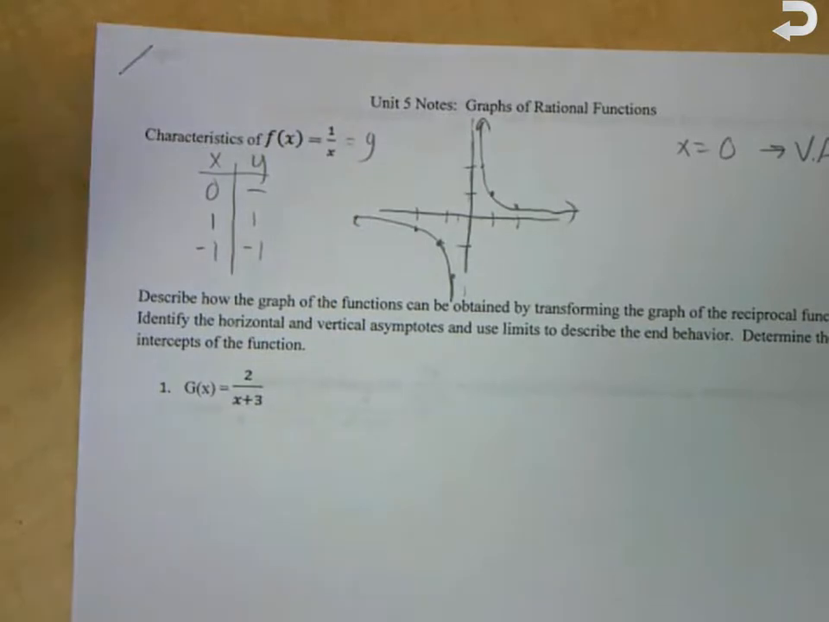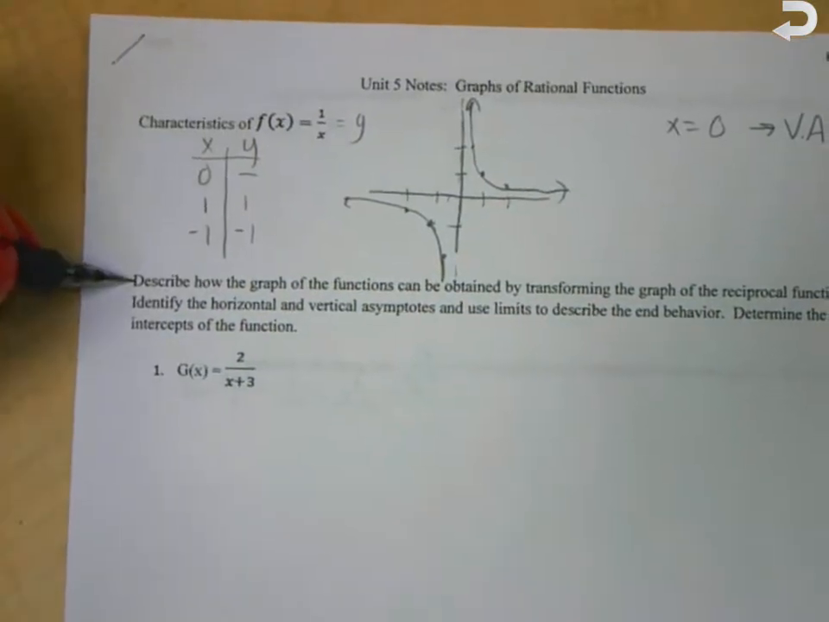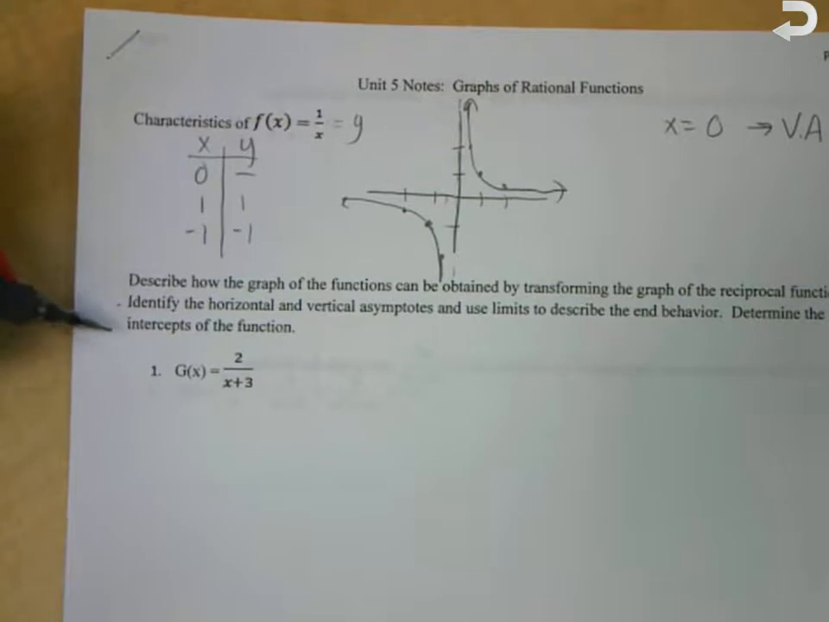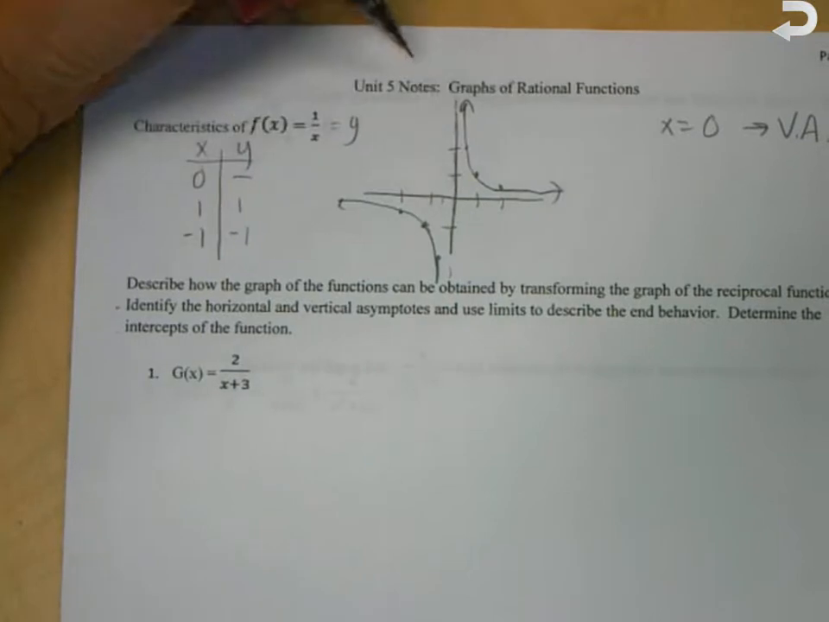So if I look at question 1, we have: describe how the graph of the function can be obtained by transforming the graph of the reciprocal function. Identify vertical and horizontal asymptotes, and use limits to describe the end behavior. Determine the intercepts of the graph as well.